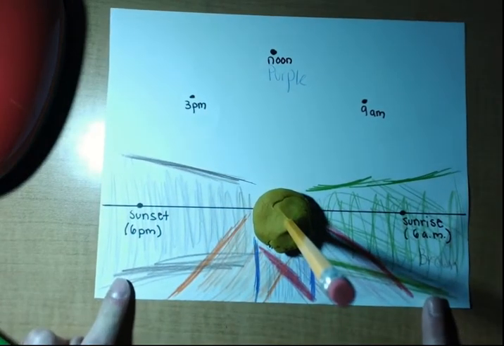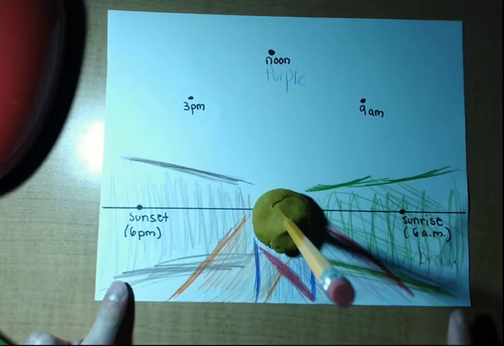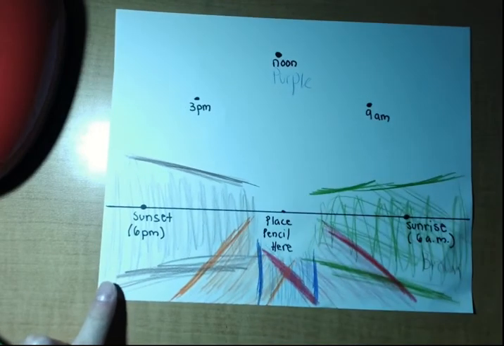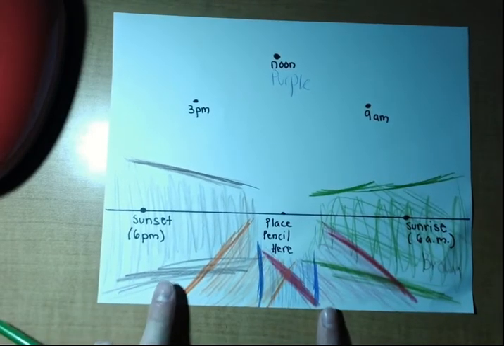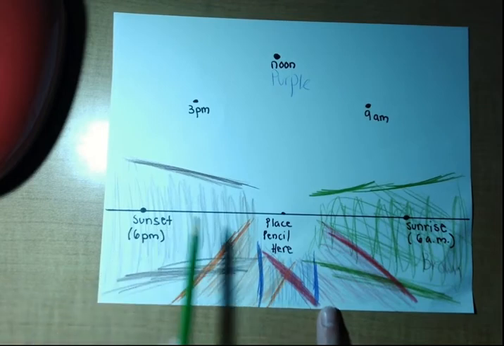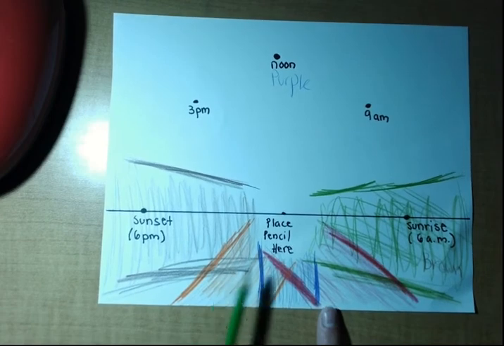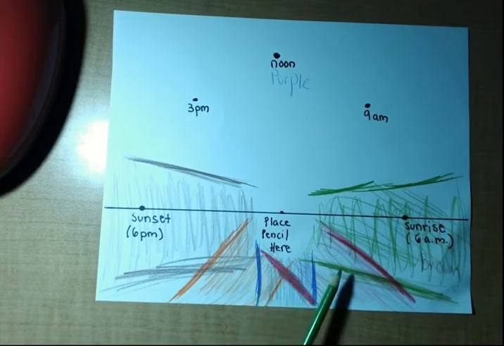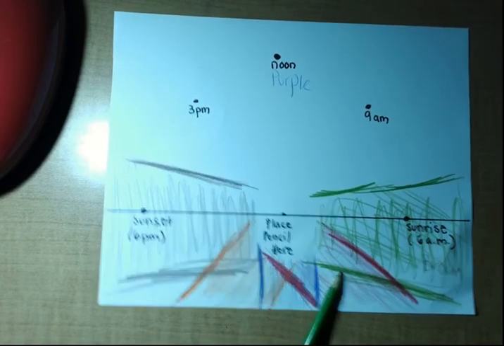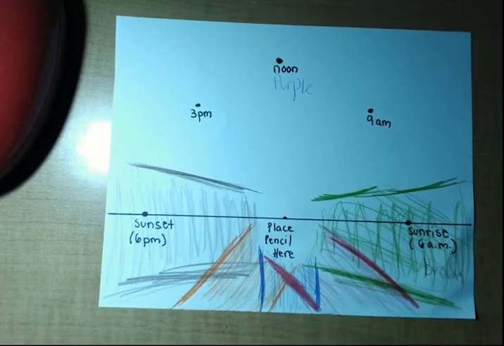So I want you to pause the video and discuss and think, what do you see about these colors? What do you see about the shadows that were created? Sunrise, 9 a.m., noon, 3 p.m., sunset. What do you notice about the shadows that were created?